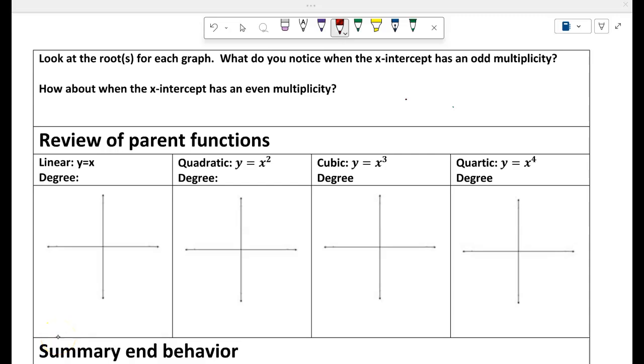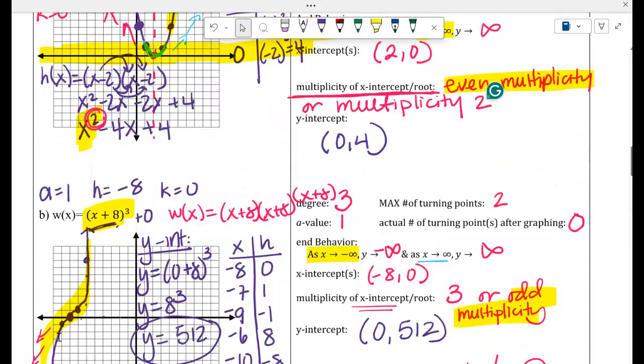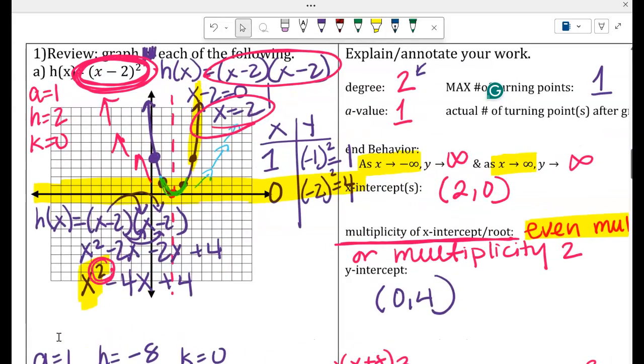So look at the roots, guys, for each graph. What do you notice about the x-intercept that has the odd multiplicity? And how about the x-intercept that has an even multiplicity? Let's go back really quick regarding our three graphs right here.